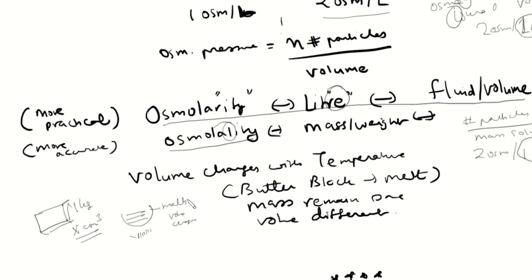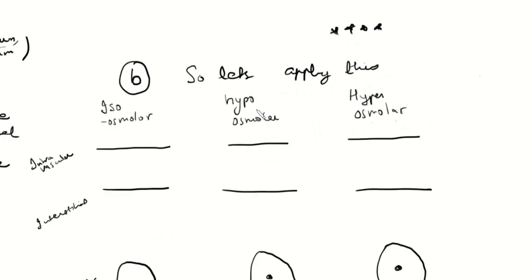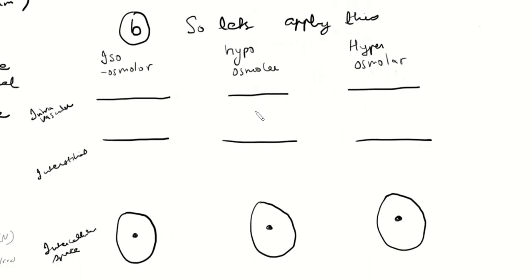Okay, so I get it. Yes, osmolality, which is mass or weight, is more accurate. But what I use is what's more practical, which is osmolarity, liter. Okay, so now you know this, right? So let's go ahead and apply this.